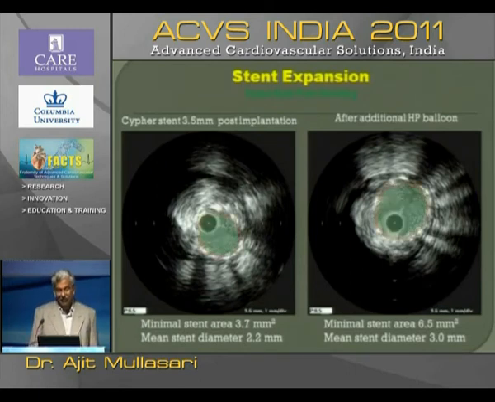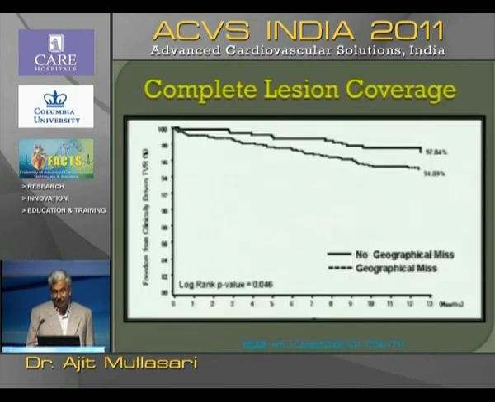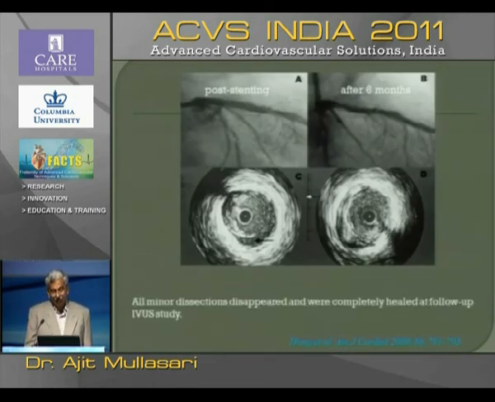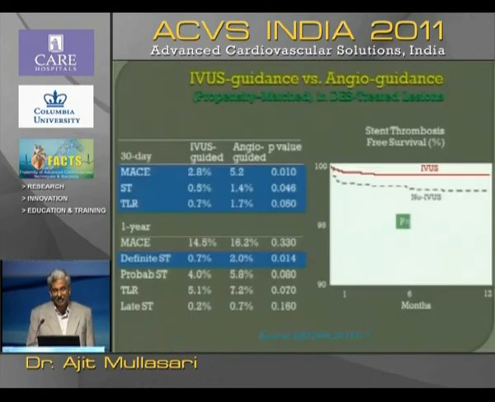So clearly, it's important. In the era of bare metal stents and drug-eluting stents, the minimum stent area is 6.5 with a bare metal and 5 millimeters with a Cypher stent or a drug-eluting stent. Importantly, if you miss the coronary artery, you get a geographical miss, and your event rates are higher. All minor dissections need not be treated, and many of them close off. Intramural hematomas can be diagnosed, and these need to be fixed. Clearly, there's a large intramural hematoma in a patient which needs urgent attention and fixing with an angioplasty.